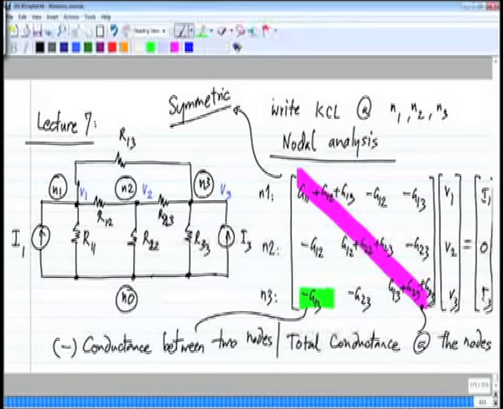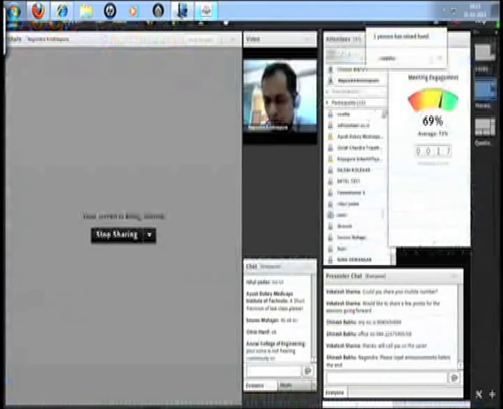Now the only restriction is, in this case, we have taken a circuit which has resistors and current sources only. We don't have other types of independent sources, that is a voltage source, or dependent sources yet. We'll add them as we go along. So that's a quick review of what we did in the previous class. Any questions? Any confusion regarding that?